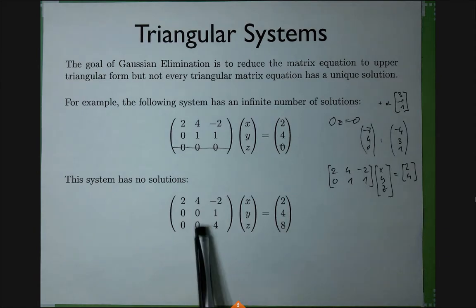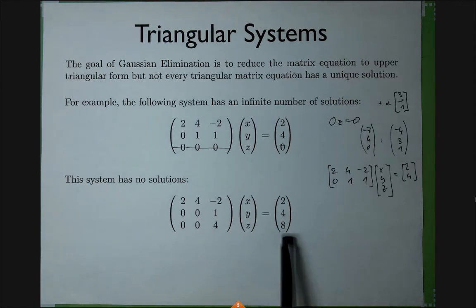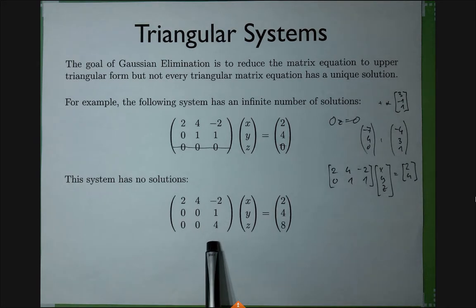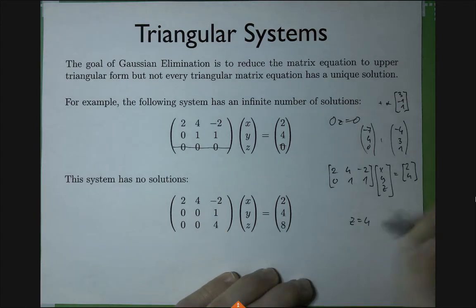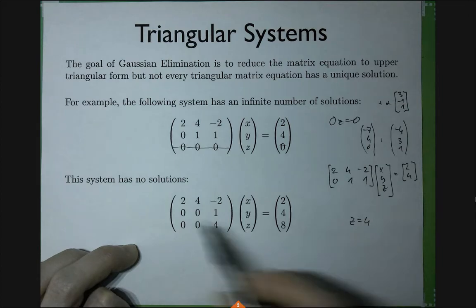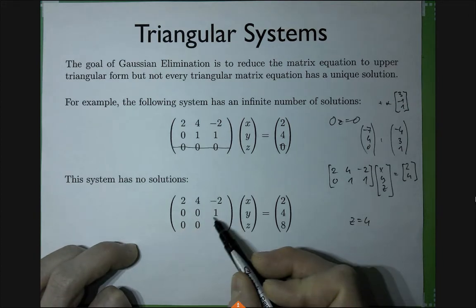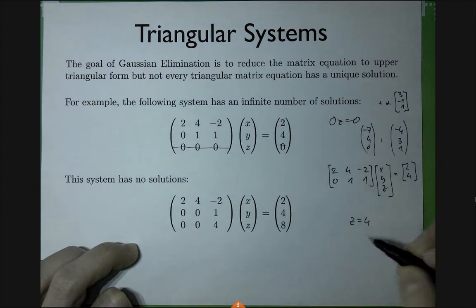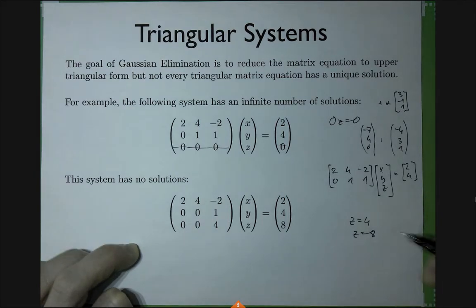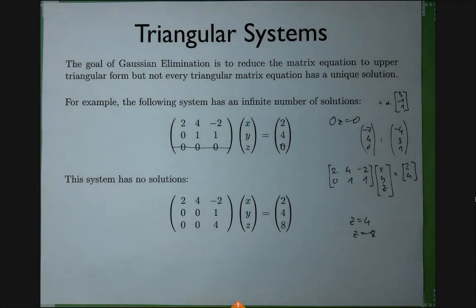But for some combinations of matrices and right-hand sides, I can also have no solution, right? Look at this system. This system has no solution. Why is that? Because the second equation wants z to be 4, right? That's what the second equation says. X and y get 0, z gets 1, so that says z is 4. And the third equation says, well, z is 8, right? There's no way to make both of them happy, so that's impossible.